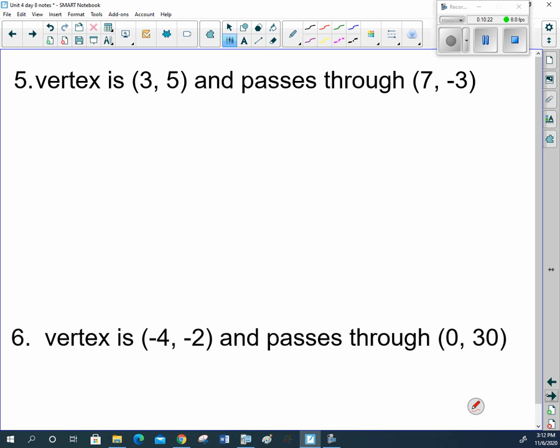So once again, the vertex is (3, 5), and it passes through the point (7, -3). If I wanted to make a quick sketch to see what's happening, there's my vertex, (3, 5). (7, -3) would be here. So it looks like our graph is going down, so A is going to be negative. Let's set up what we know. We know the vertex, so I'm going to use vertex form: y equals A times (x subtract 3) quantity squared, plus 5.